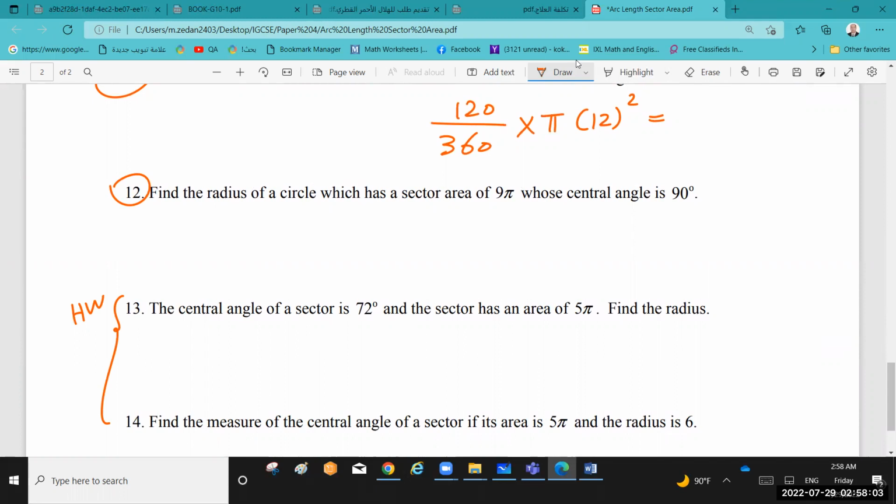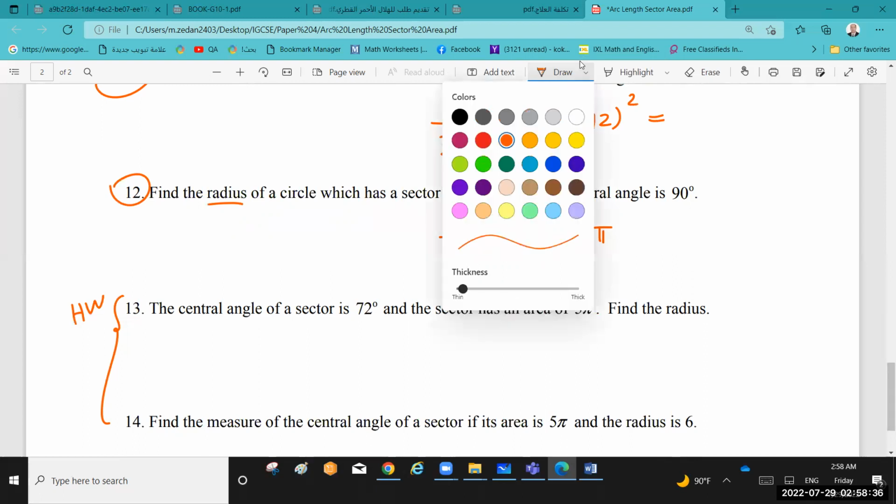Find the radius of a circle which has a sector area of 9 pi and central angle 90. Apply the formula: 90 over 360 times the area of the circle, pi r squared. This must equal the area of the sector, 9 pi. So when you are given the area of the sector, or I ask you to find the area of the sector, you have to apply the formula in both cases.